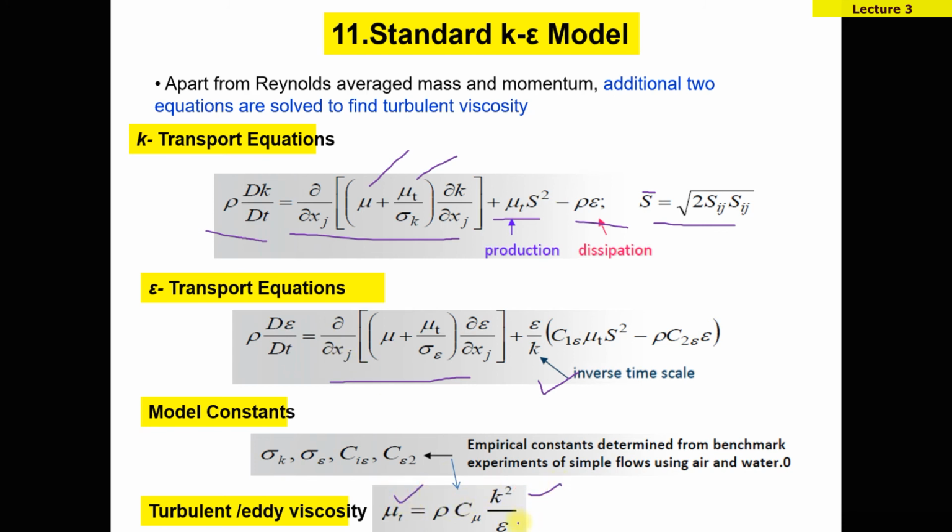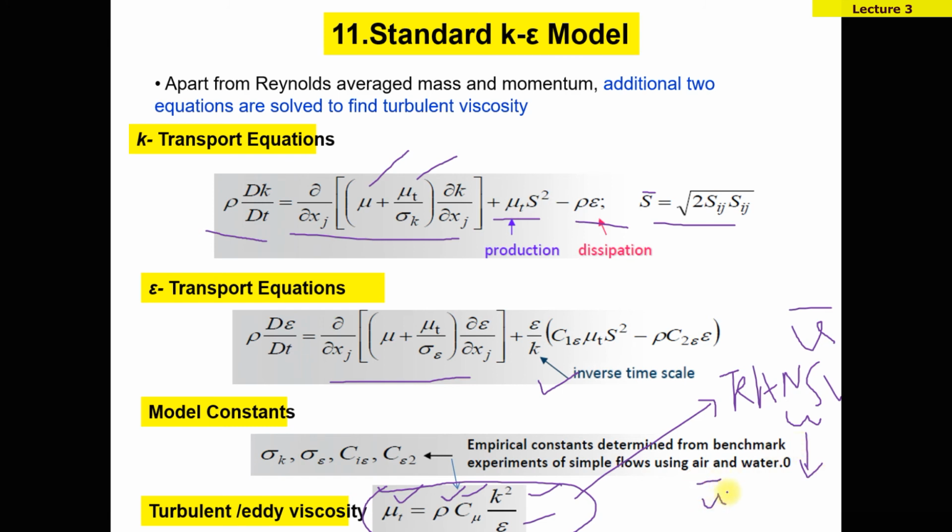By putting in the values of k and epsilon, the model constants, and the viscosity of the fluid, we can get the turbulent viscosity. Once we know the turbulent viscosity, we put it in the Reynolds averaged Navier-Stokes equation, the averaged momentum equation. Then we couple it with the momentum equation and get the average velocity. After getting the average velocity, we can find out the mean flow.